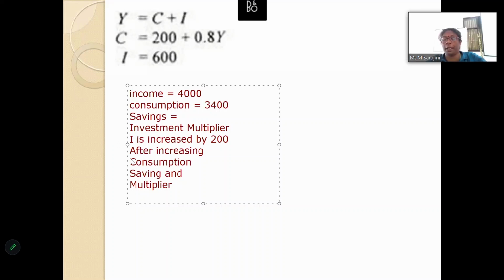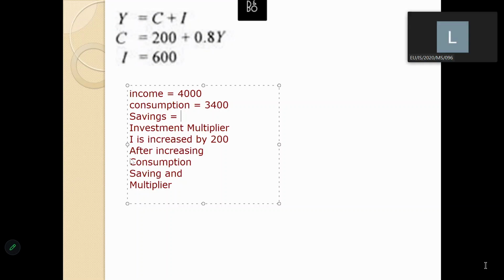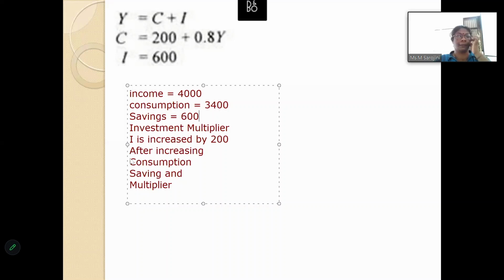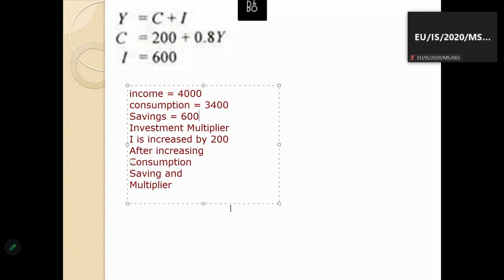Then savings. What is the amount of saving? Switch on your mic. What is the answer for the third one? What is the answer for the saving? 600, ma'am. Is it correct? Yes, ma'am. Good.